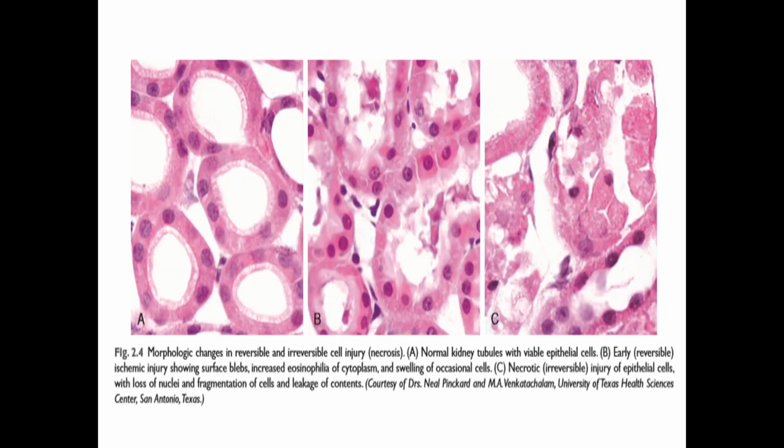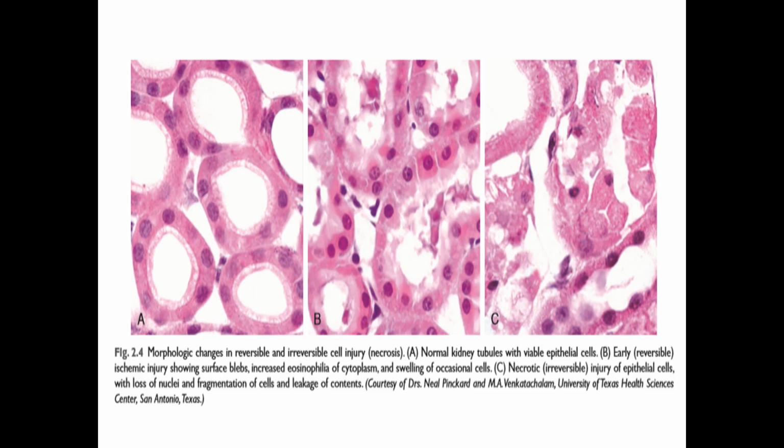This slide shows 3 histological sections representing the morphological changes in reversible and irreversible cell injury, necrosis. A, representing the section from the normal kidney tubule with viable epithelial cells. The tubules are lined by normal cuboidal epithelium with round nuclei in each cell, and the tubules are arranged in regular margin, and they are normal in shape.